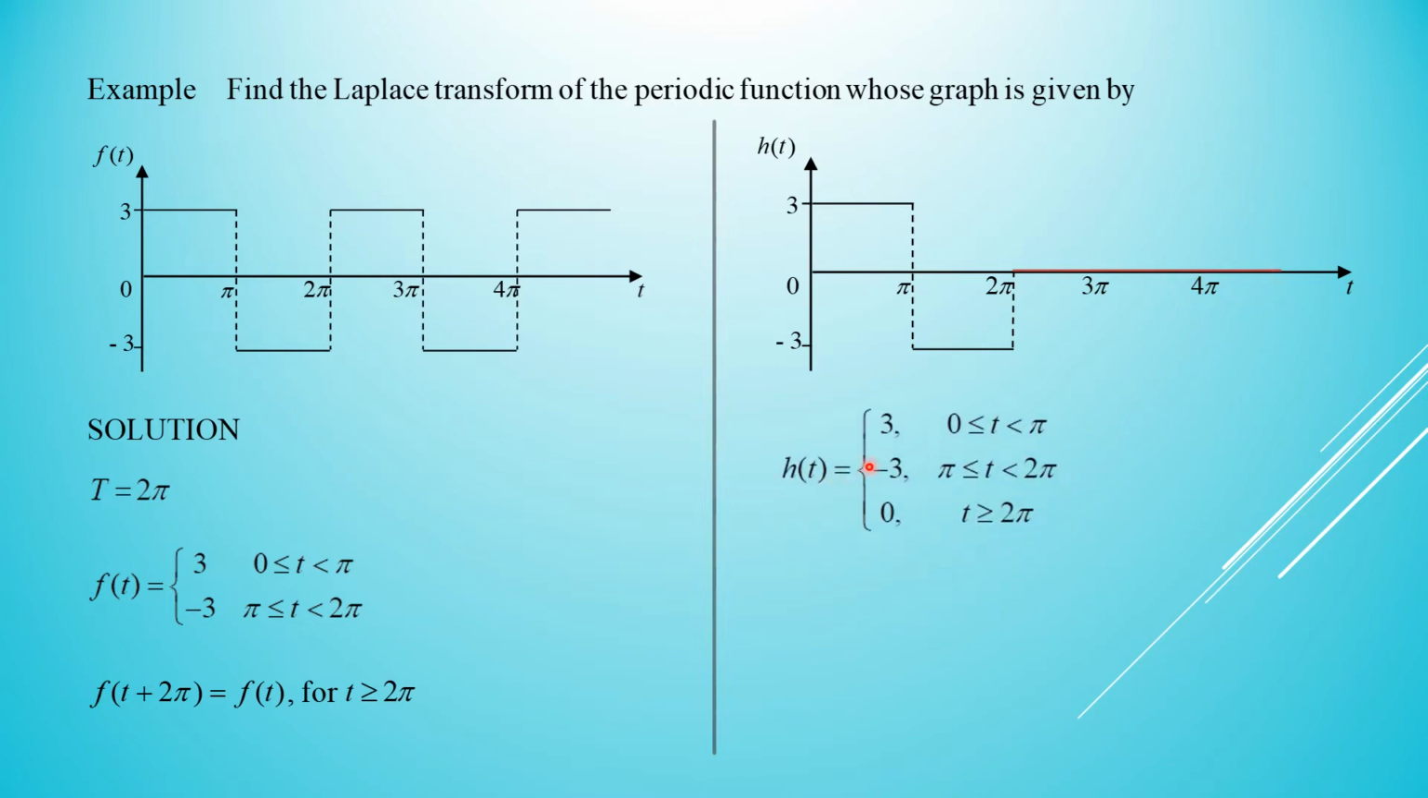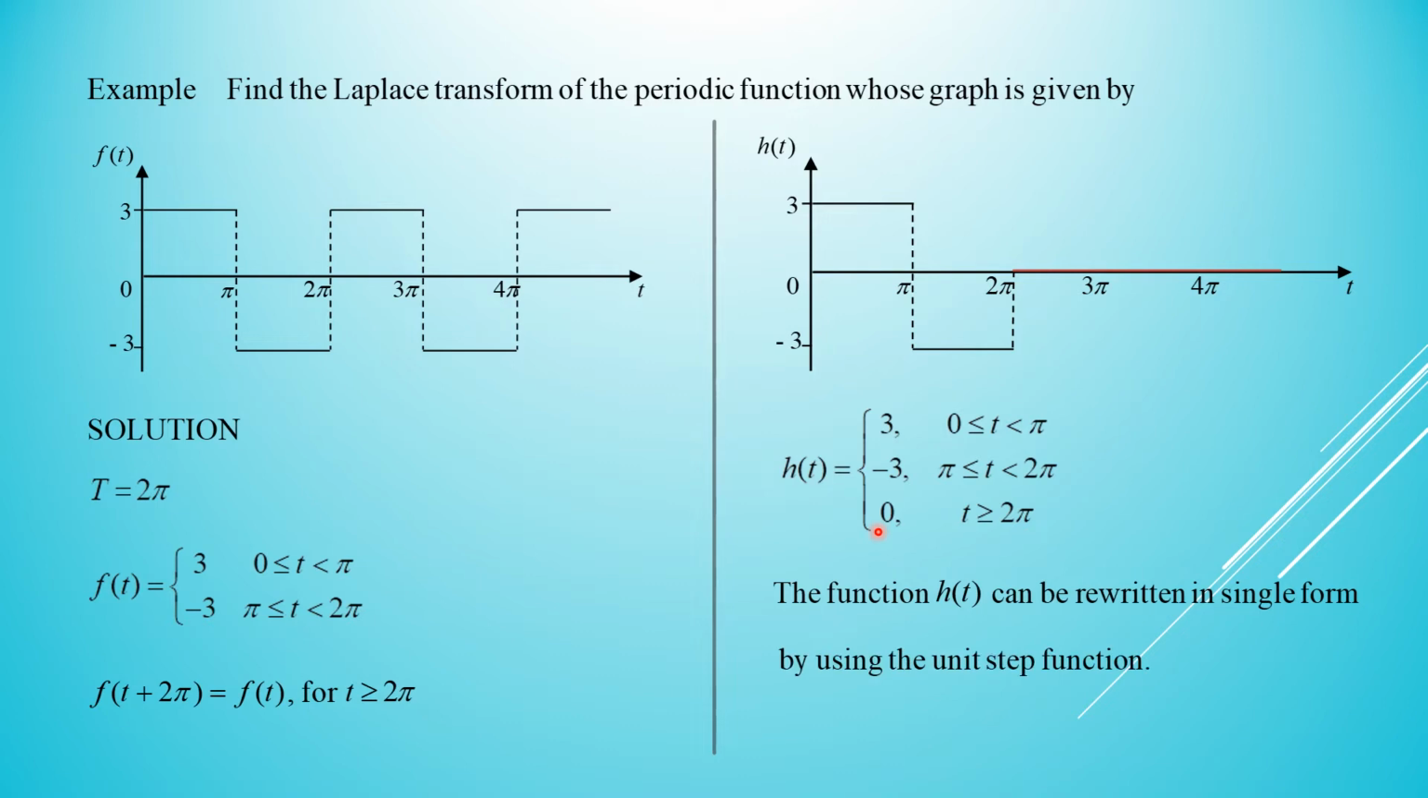H of t is equal to 3, okay, for t larger than or equal to 0 and less than pi, and it is equal to negative 3 for t larger than or equal to pi and less than 2 pi, and it is equal to 0 for t larger than or equal to 2 pi. Okay, so this is the function h of t, and it is given in piecewise form. So we are going to write h of t in single form, because after this we are required to determine the Laplace transform of h of t. So to rewrite h in single form, we are going to use the unit step function.